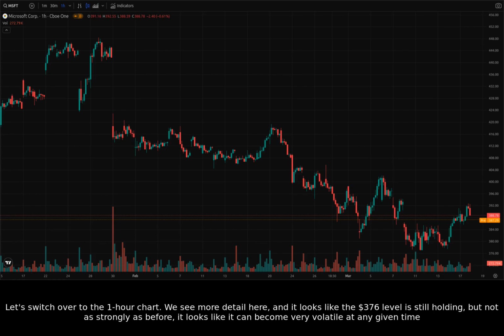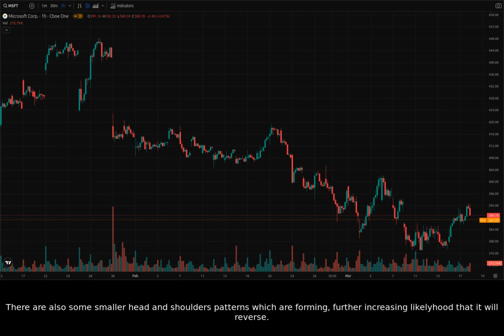Let's switch over to the 1-hour chart. We see more detail here, and it looks like the $376 level is still holding, but not as strongly as before. It looks like it can become very volatile at any given time. There are also some smaller head and shoulders patterns forming, further increasing the likelihood that it will reverse.